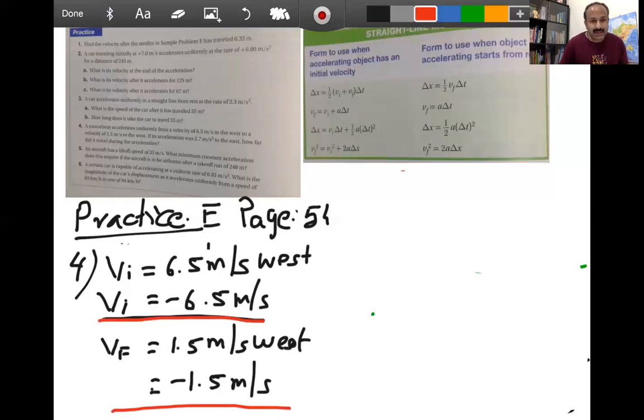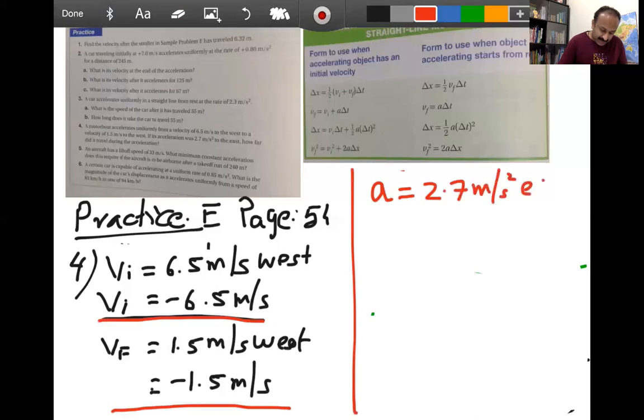And what else is given there? Its acceleration was 2.7 meters per second to the east, so the value of acceleration is 2.7 meters per second squared east. Or simply you can say plus 2.7. Why? It's acting towards east. And you know, if velocity and acceleration act in the opposite direction, the object slows down. Here you can see the object is going to the west, so velocity is acting towards west and the acceleration is towards east. That's why it's slowing down.